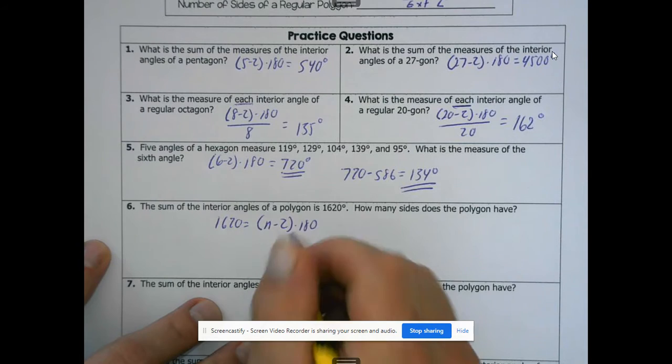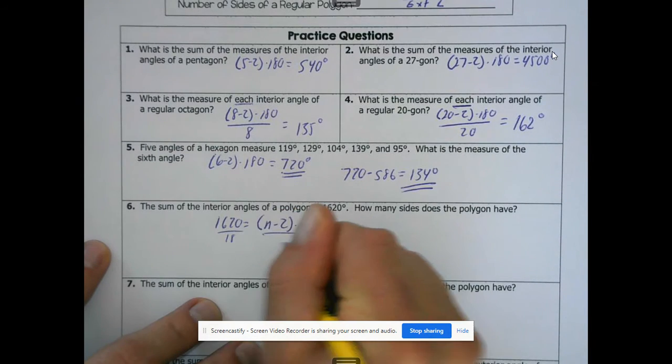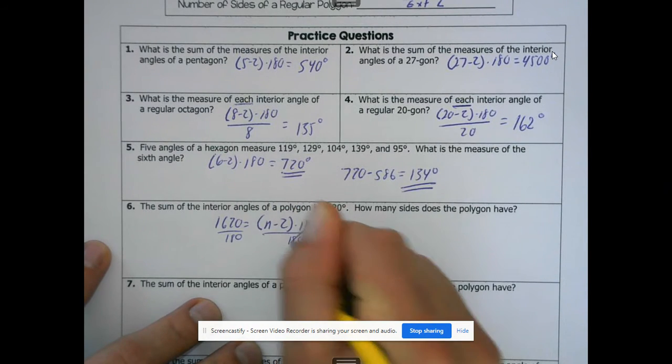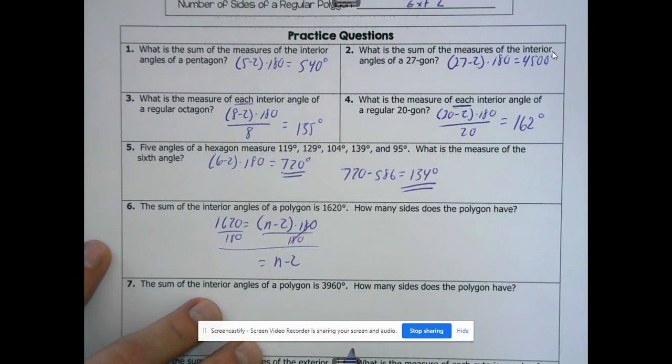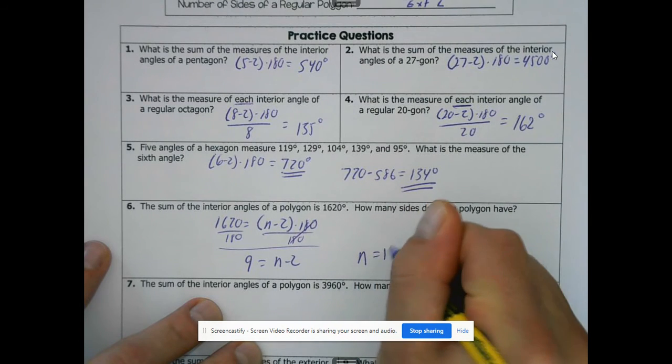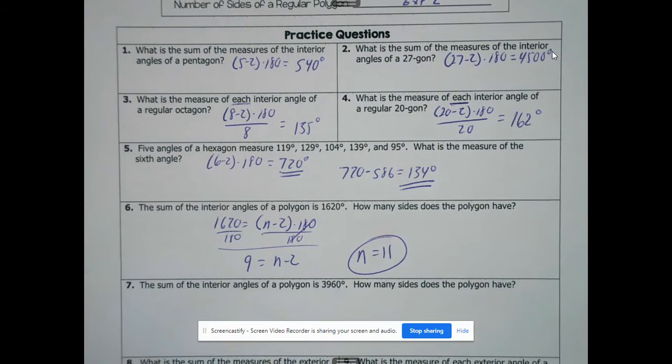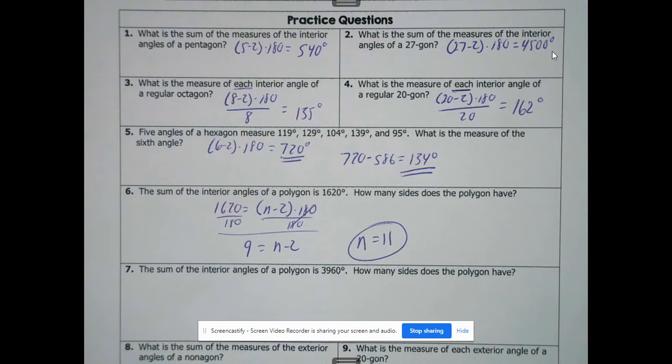First step, divide both sides by 180. Bring down the n minus 2. That comes out to be 9. Then last step, just add the 2. So n equals 11. Sneaky one. Sum of the interiors of a polygon is 3960.